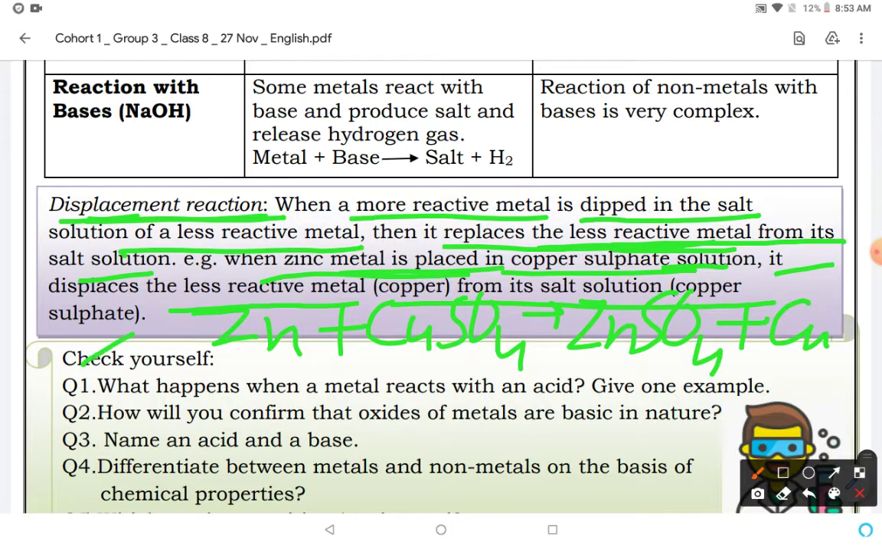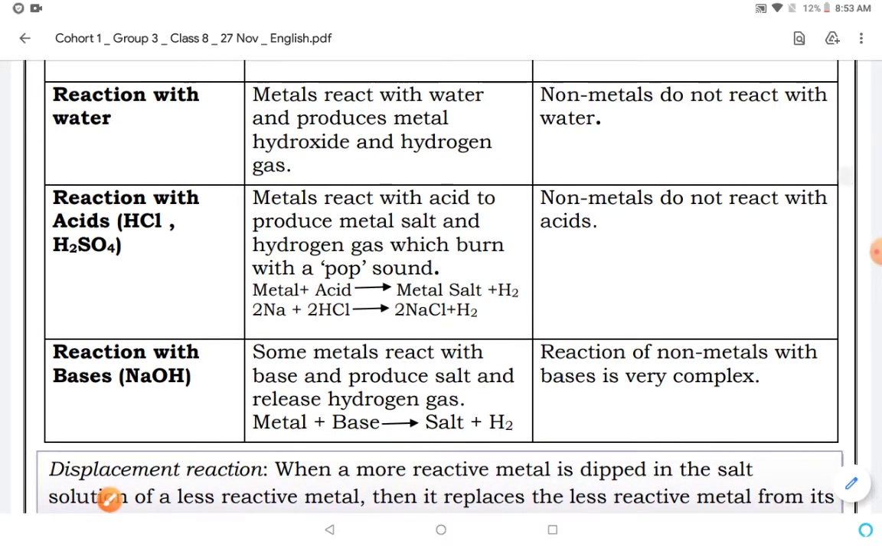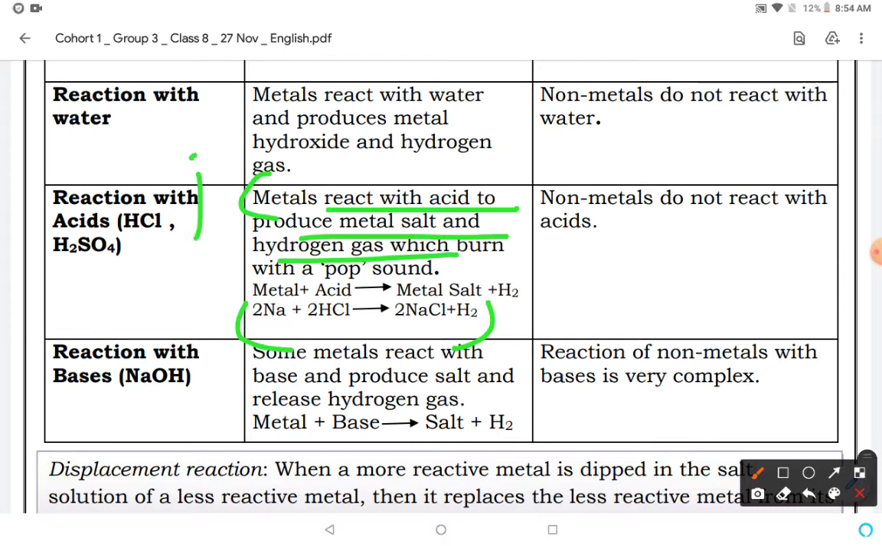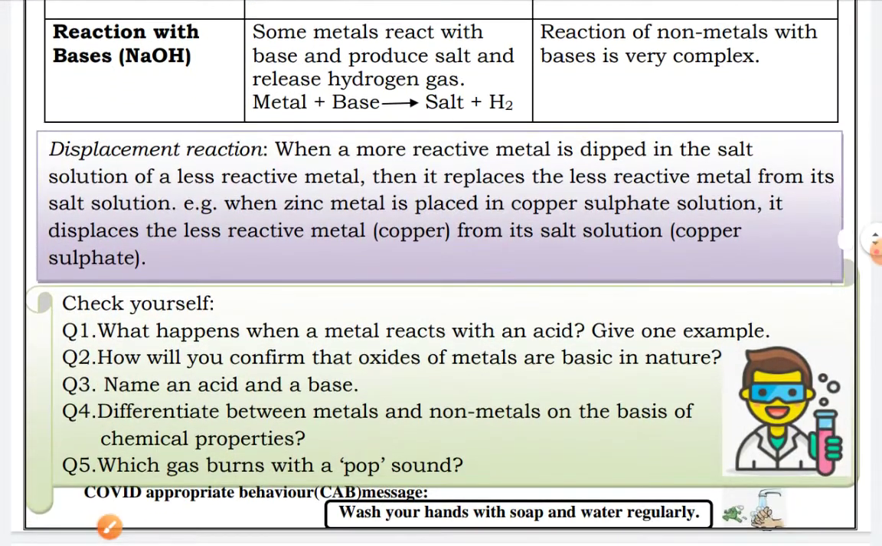Now check yourself. First question: what happens when a metal reacts with acid? Give one example. The answer of this question is given here. When metal reacts with acid, it produces metal salt and hydrogen gas. The example of this is here. The answer of the first question.